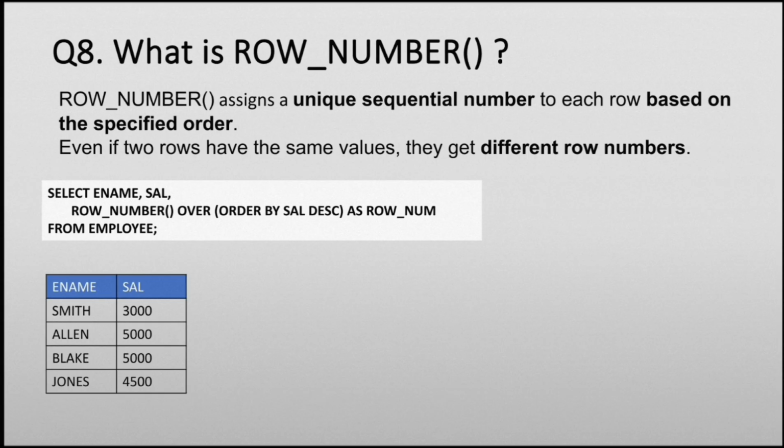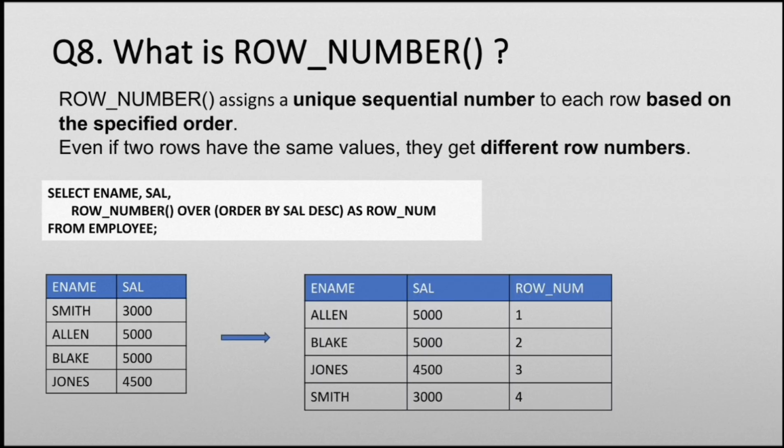Now if we look at its output, the table is arranged based on the salary in decreasing order. Now we see that two records have the same salary of 5,000. Despite this, each of the records gets a unique row number, which is 1, 2, 3, 4.